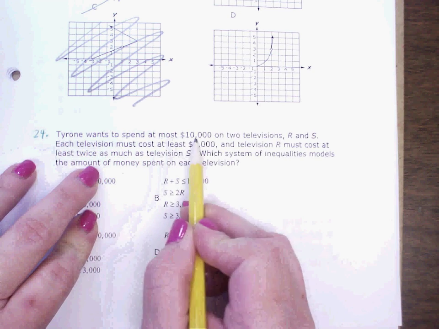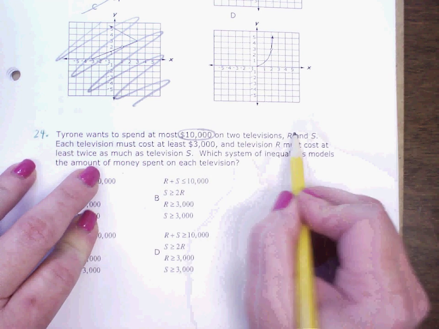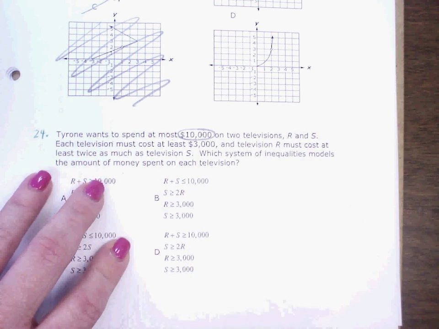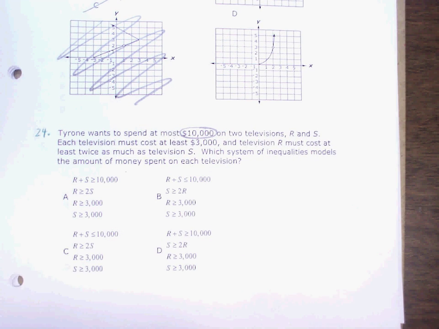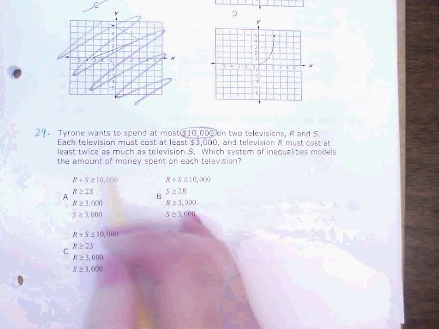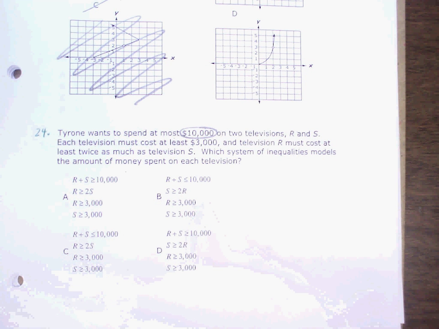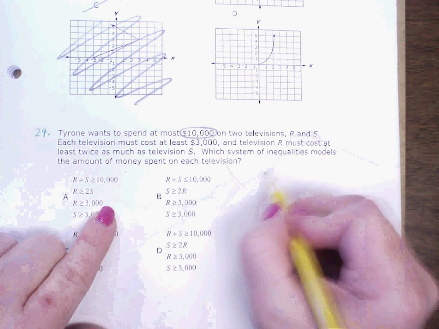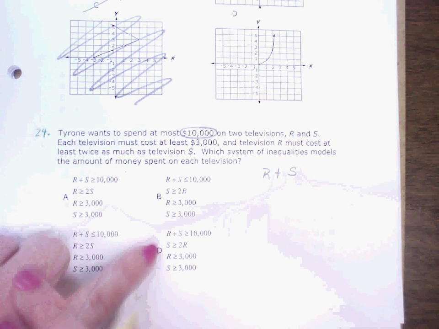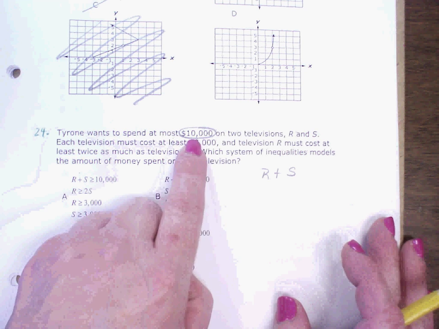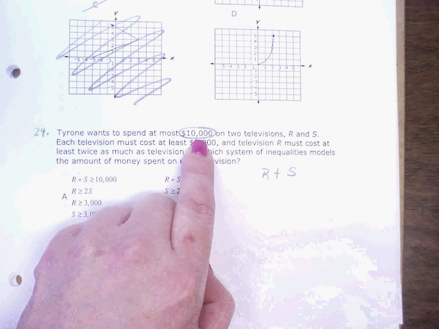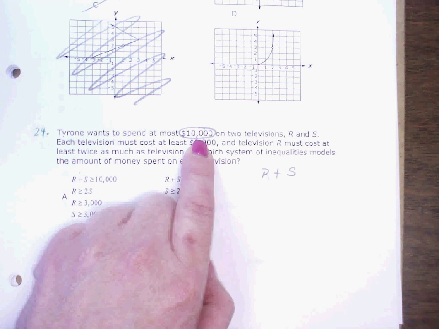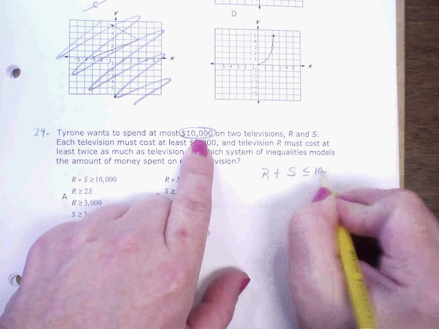He can spend at most 10,000 on 2 televisions, right? This is one of those problems that you need to read and stop and do before you read the next question. Because if you try to read everything, it just mumbles in your head and you get overwhelmed and then you don't want to do anything, okay? So the 2 televisions are R and S, and both of them, he does not want to spend more than $10,000. So that needs to be less than or equal to.